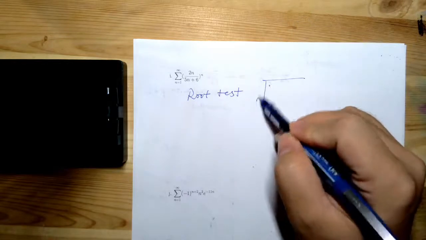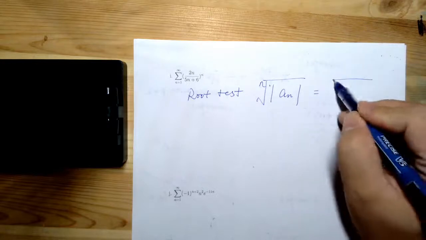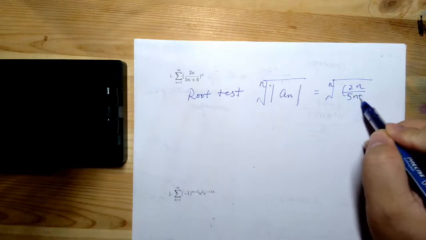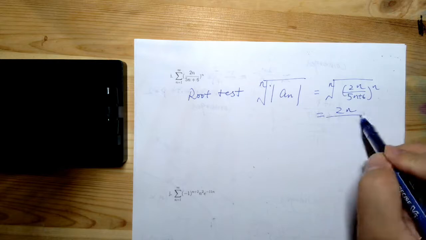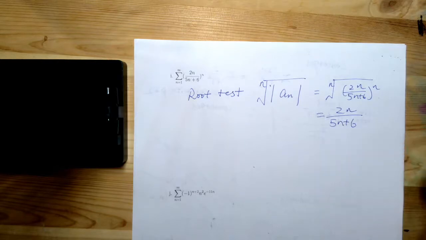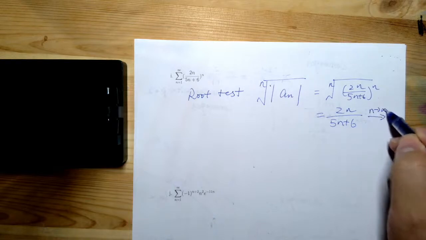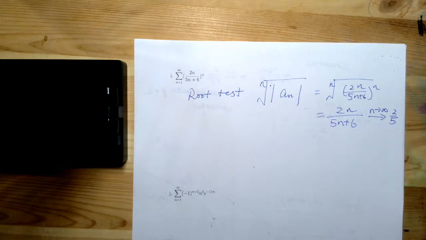If we apply the nth root of the absolute value of a_n, that is the nth root of (2n/(5n+6))^n, it turns out this is 2n over 5n plus 6. As we take the limit as n goes to infinity, this gives you 2/5. And based on the root test, 2/5 is less than 1.